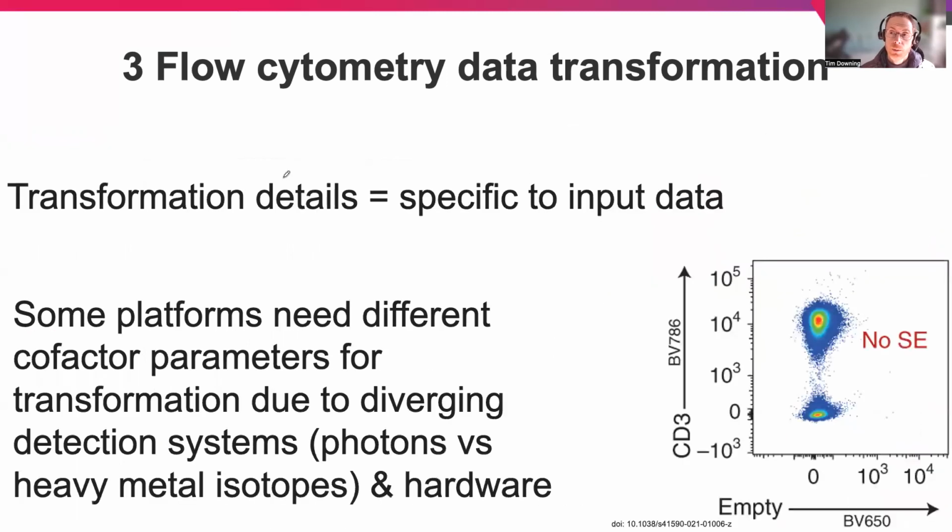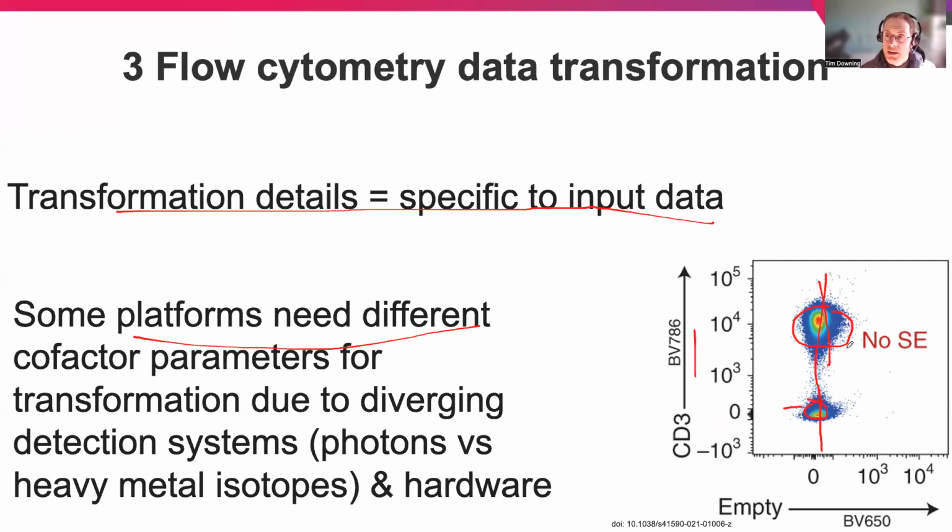The details of the transformation approach depend on what data we're looking at. So there's no perfect way, but it's just a different way of viewing our data. Some platforms will need different parameters, called cofactors, for transformation because their detection systems differ, such as looking at photons of light versus heavy metals. And we think about instances where we have a clear-cut difference between two cell types, where this is almost centered on just over 0.